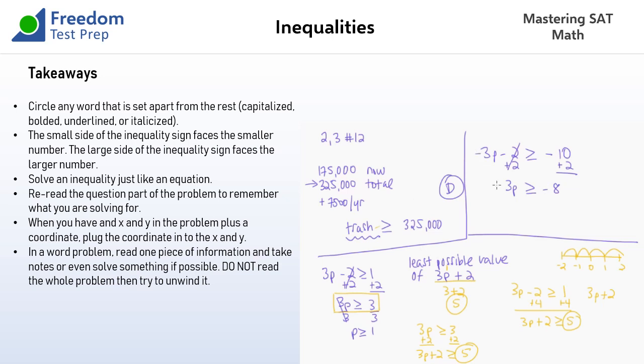You know what? I'm just going to change this to a negative. Okay. Now, -3p. Now we're dividing by a negative, and here's the key. When you divide by a negative in an inequality, the inequality sign changes. So we end up with p is less than or equal to 8/3. Okay, so if you're dividing by a negative, you got to flip that inequality sign.